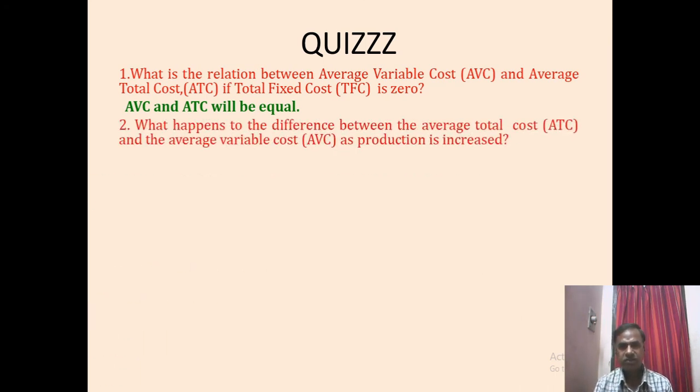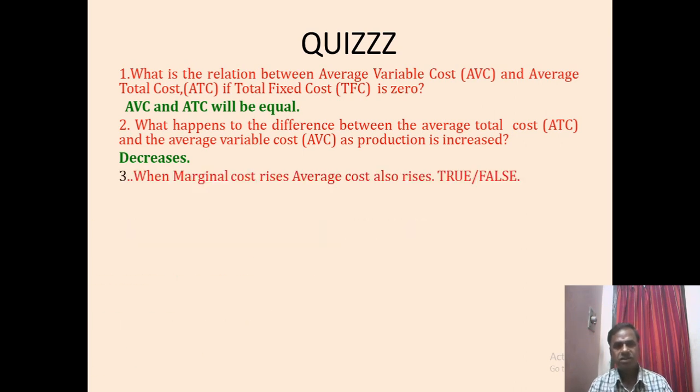What happens to the difference between the average total cost and the average variable cost as production is increased? We studied, when the production is increased, the difference between ATC and AVC decreases, whereas the difference between ATC and AFC increases.